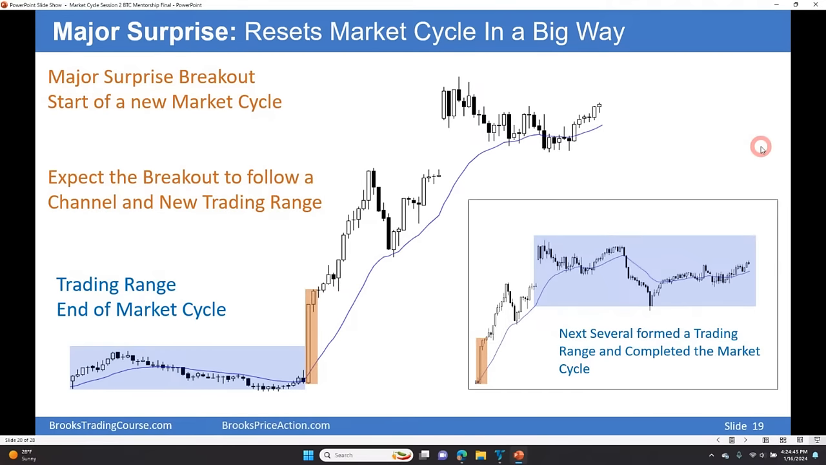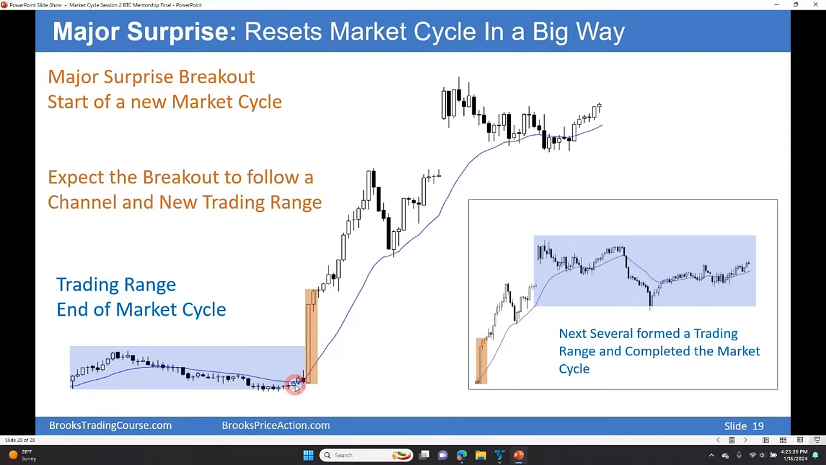I like to think of a major surprise as something that's going to influence the market in a really big way. This was the FOMC report we had. I believe it was the most recent FOMC meeting. And the market broke out to the upside for a very large amount. We had a trading range. There was a bull channel down here. It broke far to the upside. This breakout is such a surprise. It's going to influence the market for the next several bars, the rest of the day, and probably the following day. So this is resetting the market cycle. It's ending this previous market cycle, and it's starting over a new market cycle.